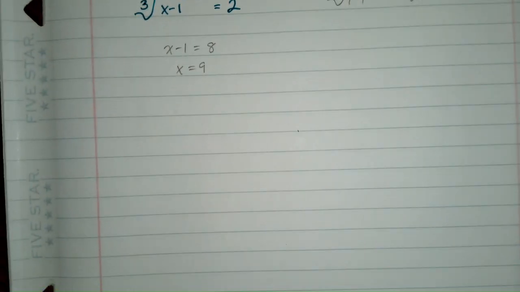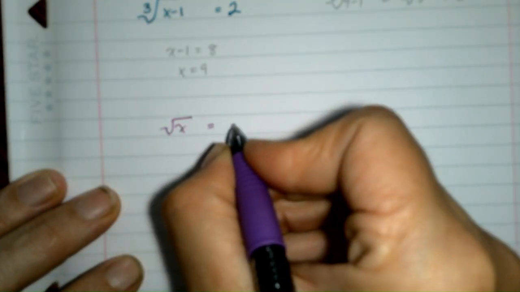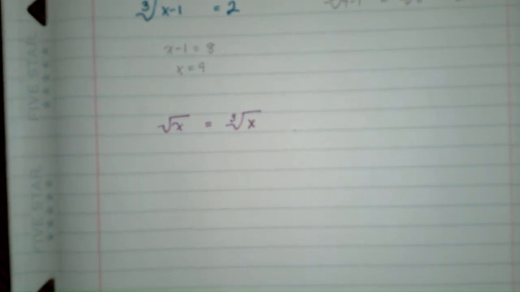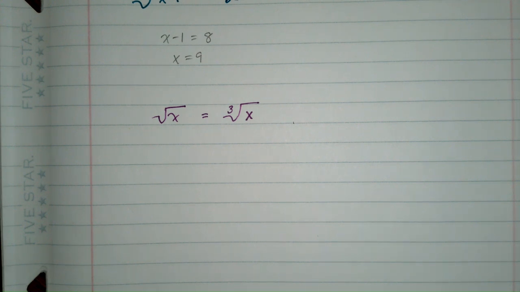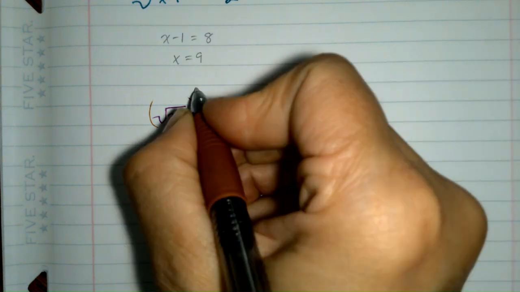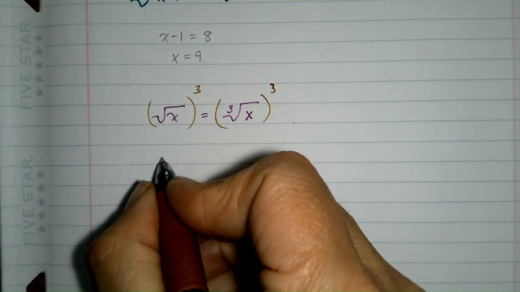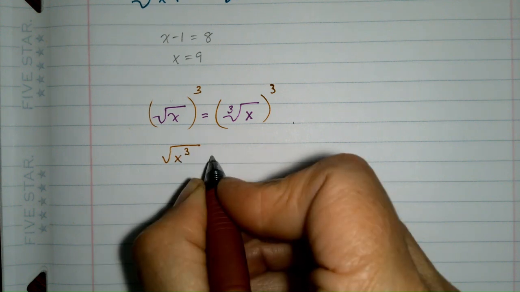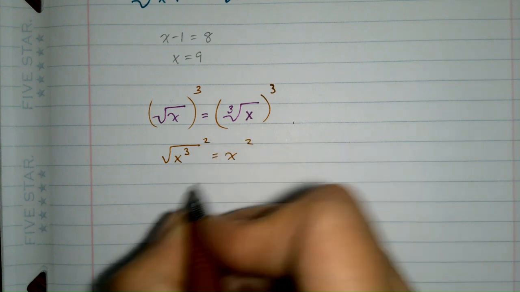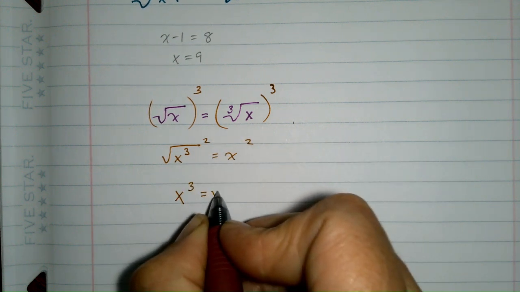So what happens when you have something like this? Which do you do? Well, we've isolated a radical, use inverse operations, cube both sides, right? That would give us the square root of x cubed equals x. Now to get rid of the square root, we can square both sides, which would give us x cubed equals x squared.